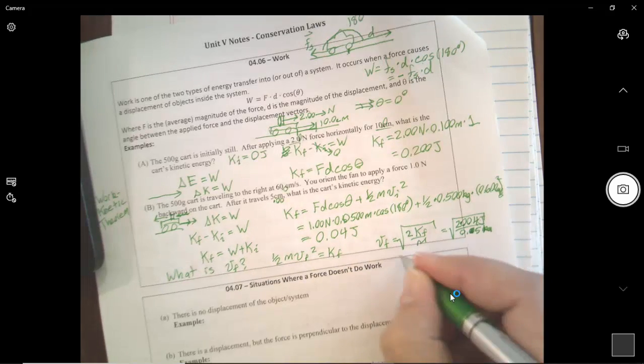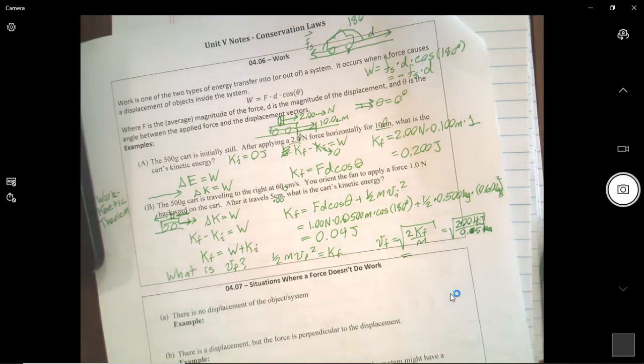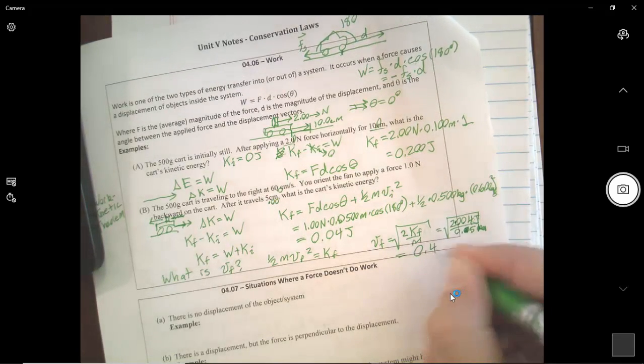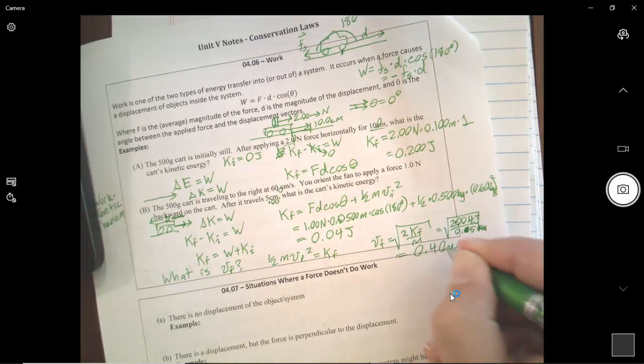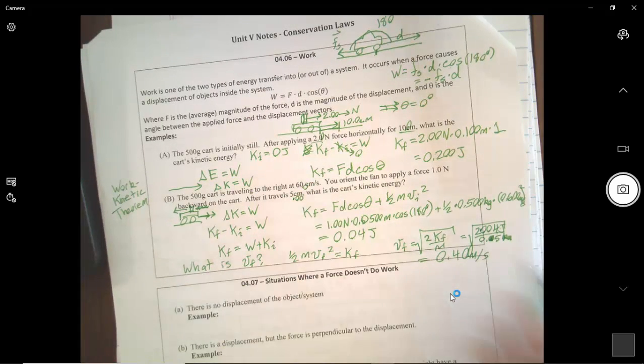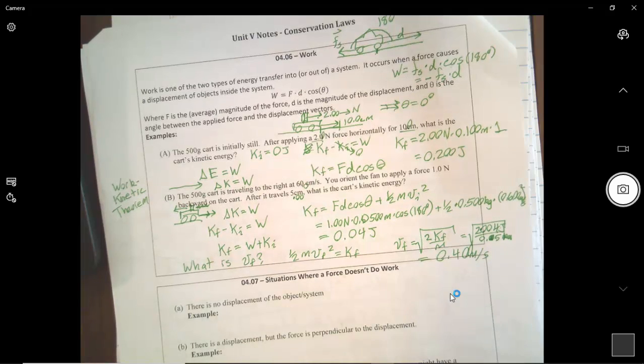So we have the square root of 0.4. Answer: 0.40 meters per second. And if we compare that to our original answer, it was going 60 centimeters per second. Now it's only going 40 centimeters per second. So it seems to line up.